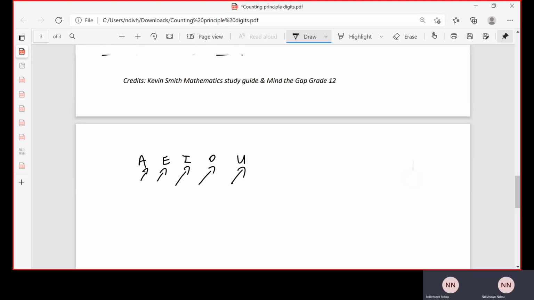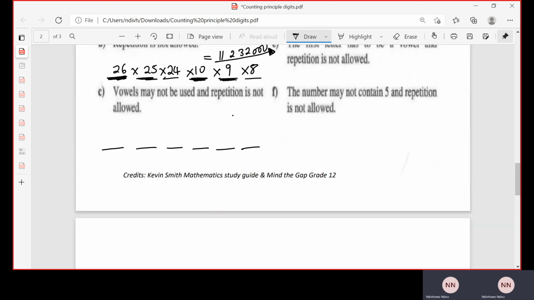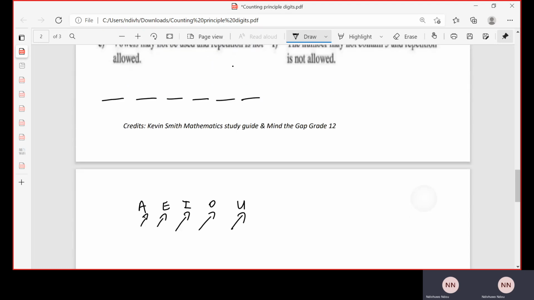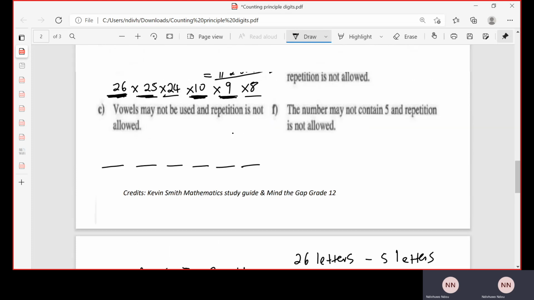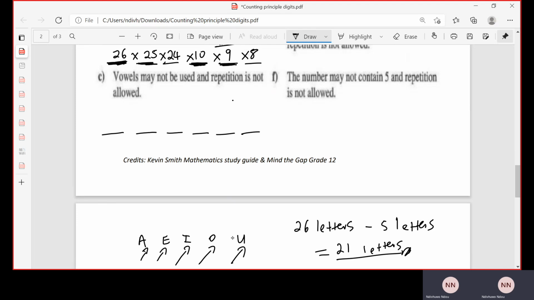We have 5 vowels. Because they are saying vowels may not be used, we are going to subtract all vowels from the total number of letters. In total, we have 26 letters, but we have to remove 5 of them, 26 minus 5. Then we'll be left with the ones that don't have the vowels. So we'll be left with 21 letters, right? So when the vowels are not included, our first choice is 21.